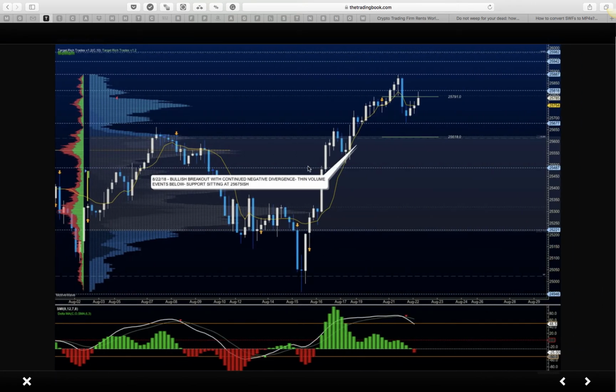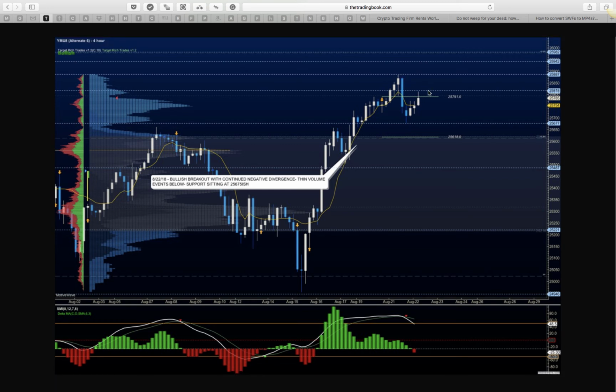Taking a look lastly at the YM. Actually, no, we're going to look at the YM and gold today. Taking a look at this right here, we're going to see that topping formation here. Lots of negative divergence. Thin volume sitting in this pocket down at 677 to 618. That's 25,677, 25,618. That's going to be a primary fill-in zone.